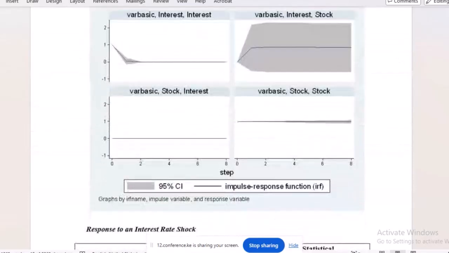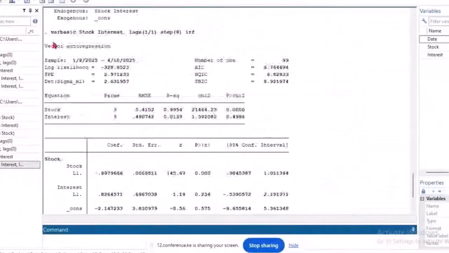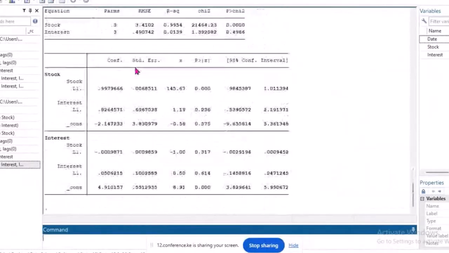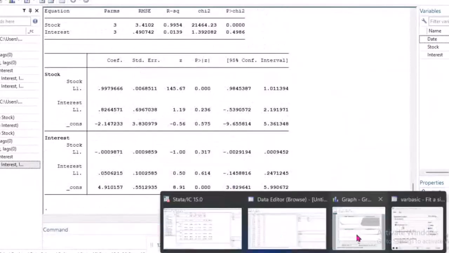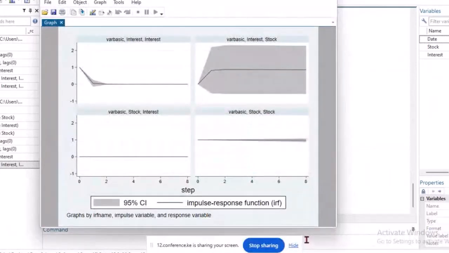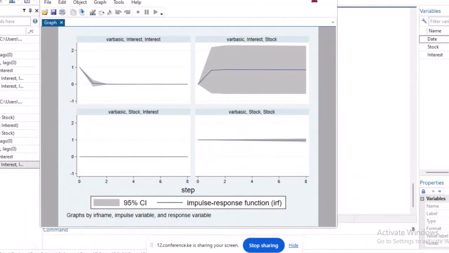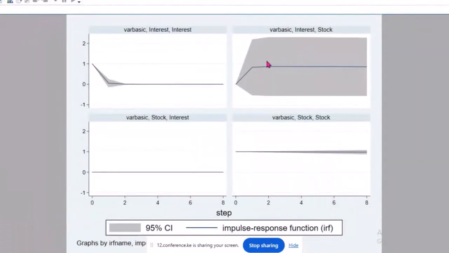So when we run this model and get the VAR results, we also automatically generate this graph. This graph is the IRF graph, the impulse response function. If I expand it, you can see we have 4 graphs. We have 4 graphs because we have 2 variables: the interest rate and the stock prices.